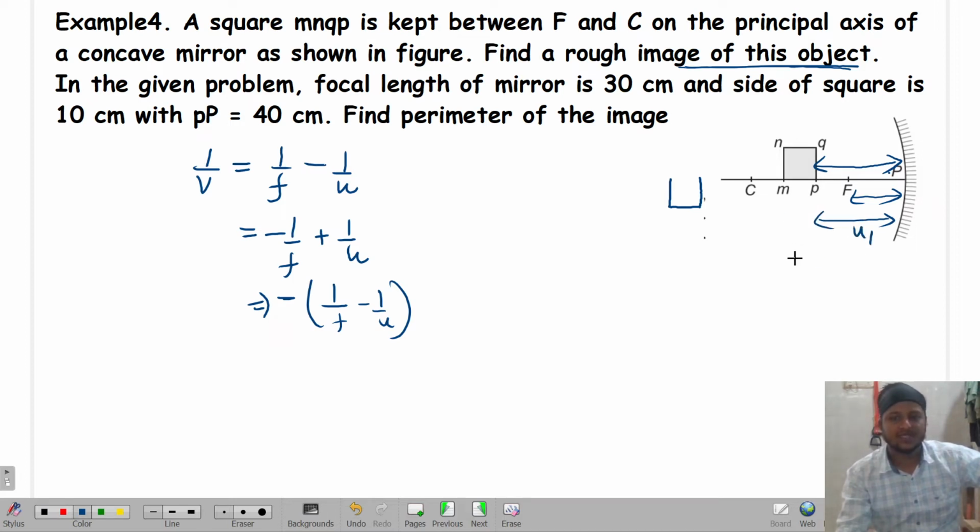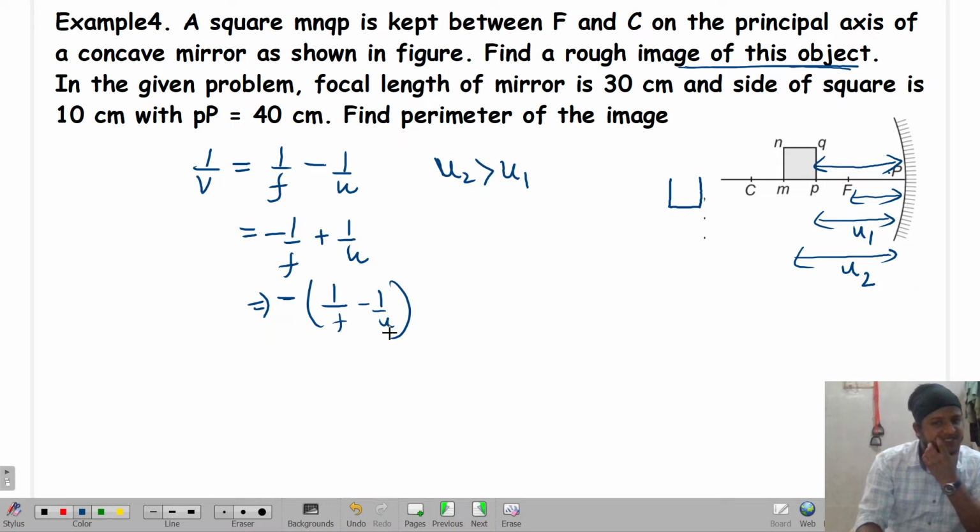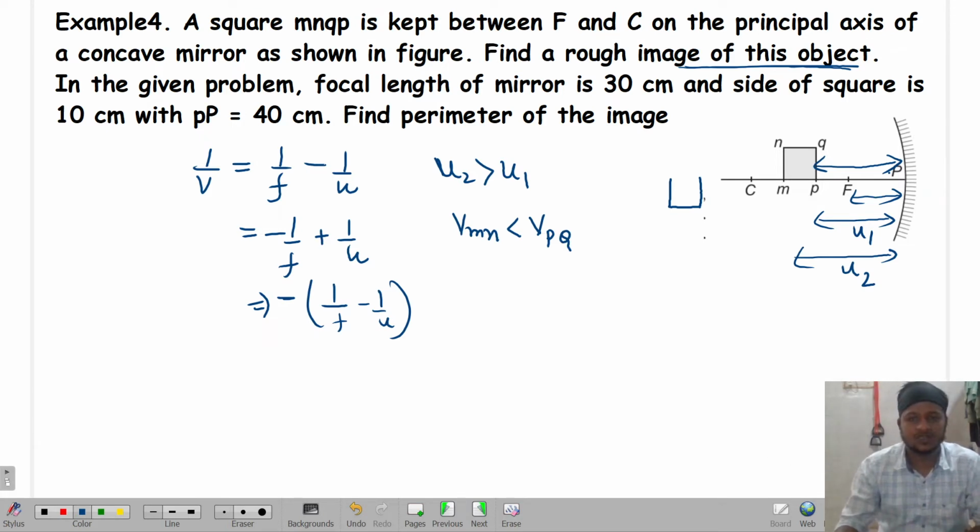Okay, for the MN side, I consider the object distance to be equal to U2. So what is going to happen? U2 is greater than U1 or not? So if this quantity increases, what is going to happen? Image distance is going to decrease or not? So for MN, V of MN is going to be less than V of PQ. Understood or not? First thing, are you able to get me or not? Tell me.